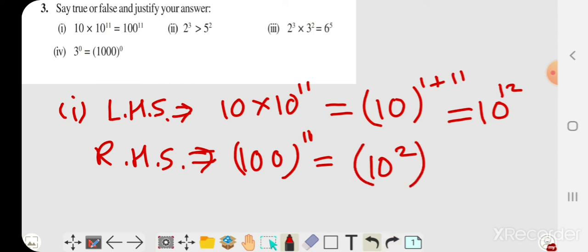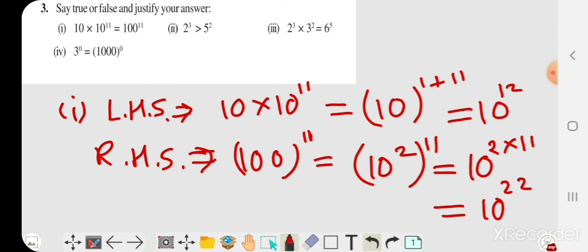Then here is power 11, so we will write that as it is. So we have just written 10 square in place of this 100 and that power 11 is like before. Now it is like a raised to power m raised to power n. So in this case powers are multiplied. So it becomes 10 raised to power 22.